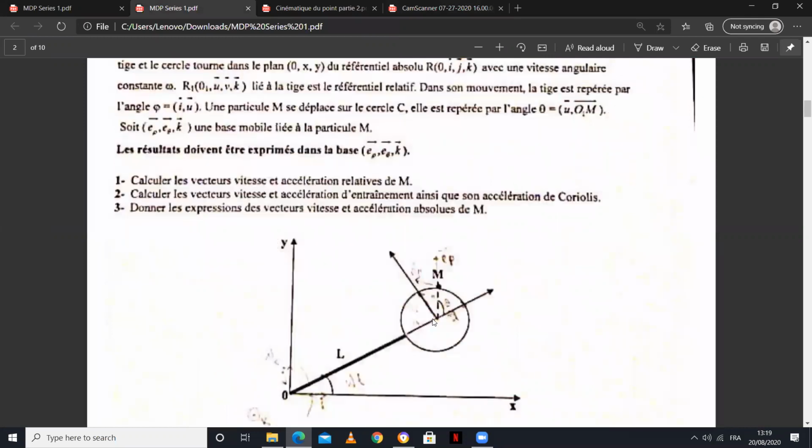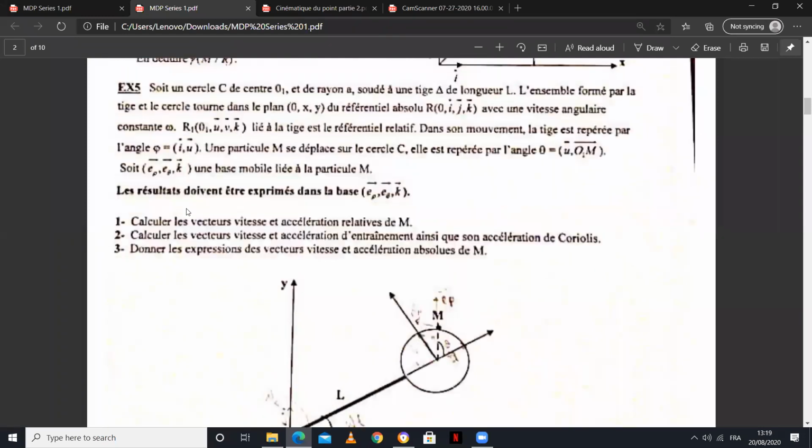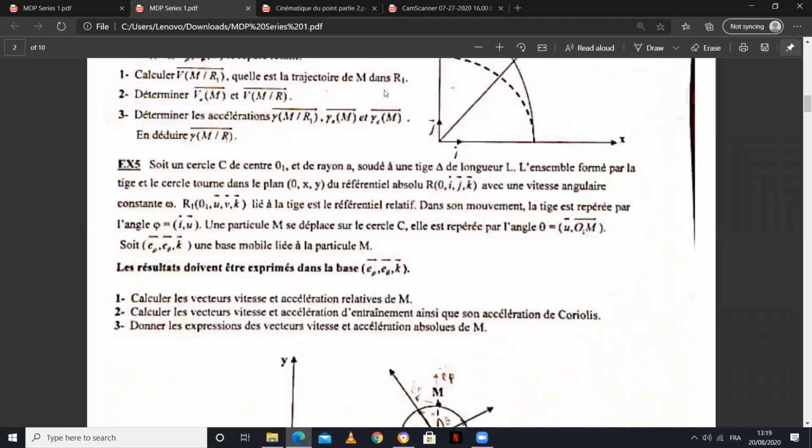Dans le repère relatif, what's going to be our vector position? I ask you guys again. Knowing that this guy here, let me highlight it, I'll put it in a box. This one here, that's your repère relatif. Okay? That's your repère relatif. And we want the vector position of M. What's going to be the vector position of M this time?